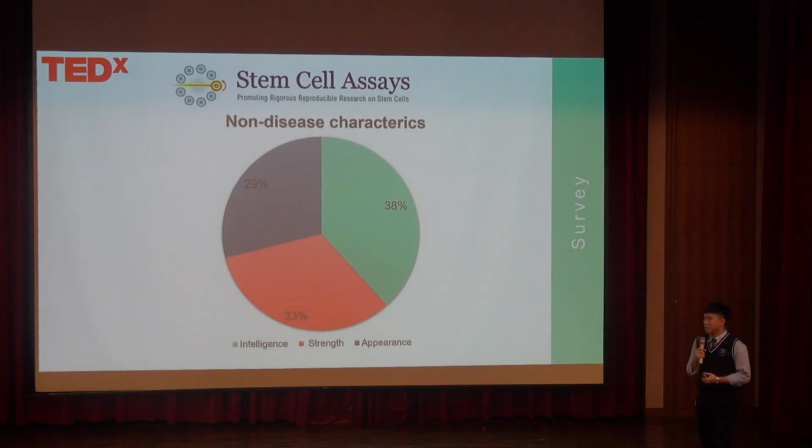Among the people who agreed with the use of the technology for non-disease characteristics, 38% of people want to gain intelligence, 33% of people want to have more strength, and the other 29% of people want to change their appearance.